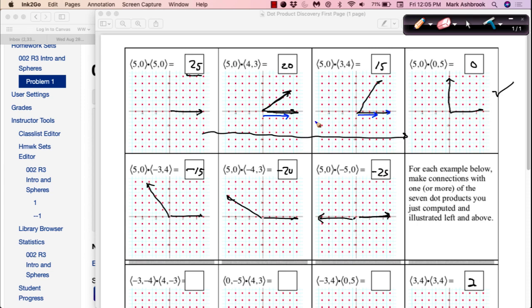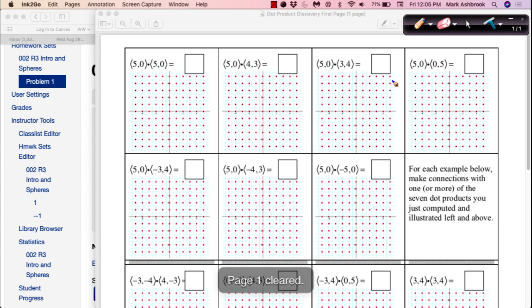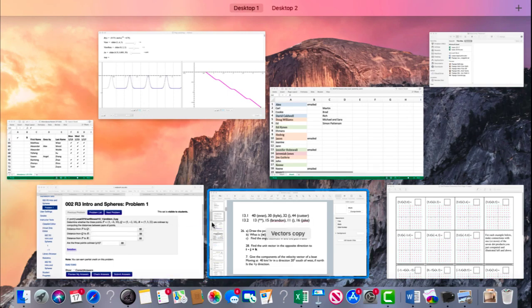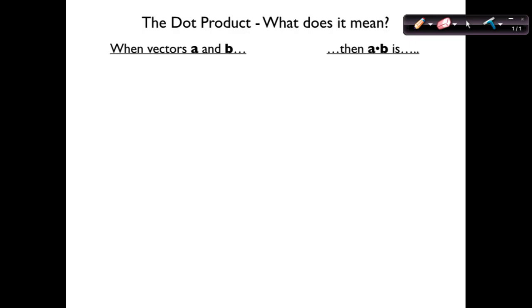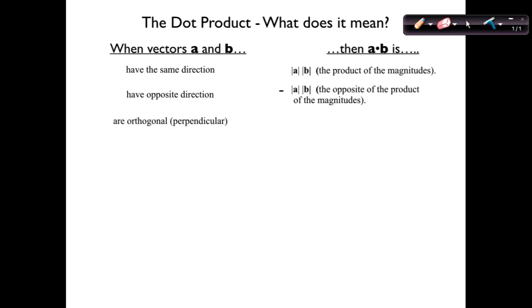So let's summarize here. I'm going to go fast. This is on video, so you don't need to try to copy this all down. Just think, and then if you want to copy it down later, take a picture of the screenshot of the video. When they have the same direction, what was A dot B? If the vectors had the same direction? Product of the magnitudes. When they had the opposite direction? Opposite the product of the magnitudes. When they're orthogonal?